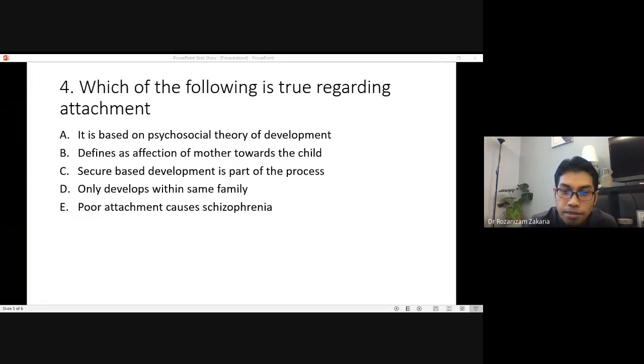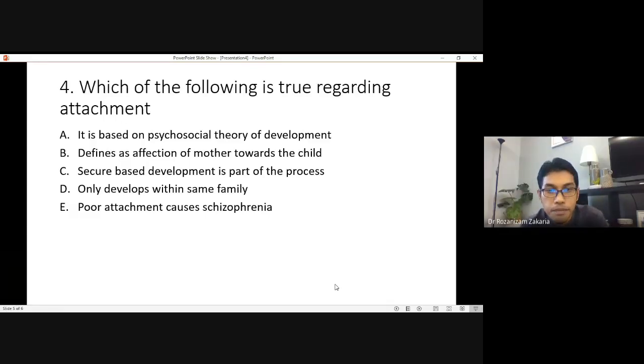Okay, tengok sikit jawapan. C. Semua C. Tak ada yang lain daripada C. Confidence C. Okay, alright. So jawapan dia adalah C. Okay, now A, it is based on psychosocial theory. Salah sebab apa? Apa yang based on psychosocial theory? Siapa punya teori psychosocial? Erikson. Erikson.